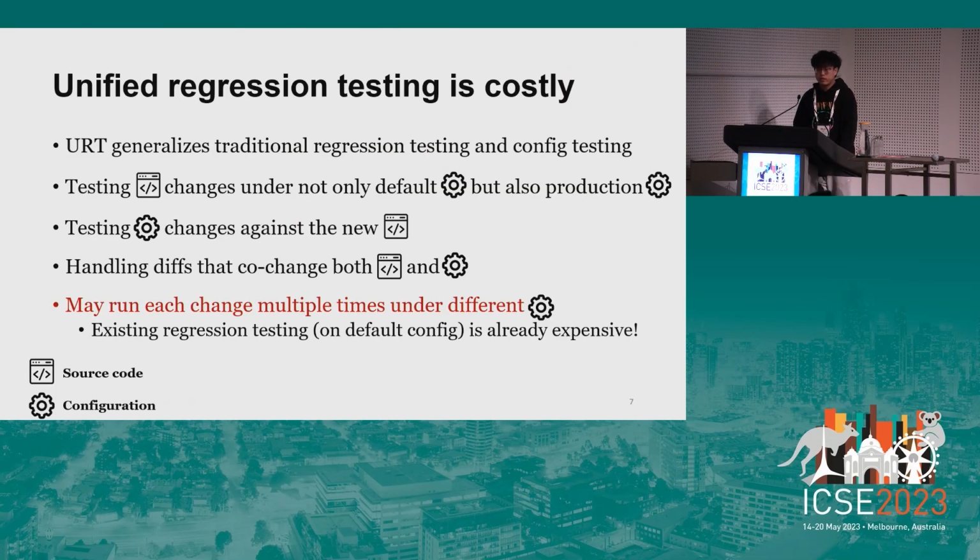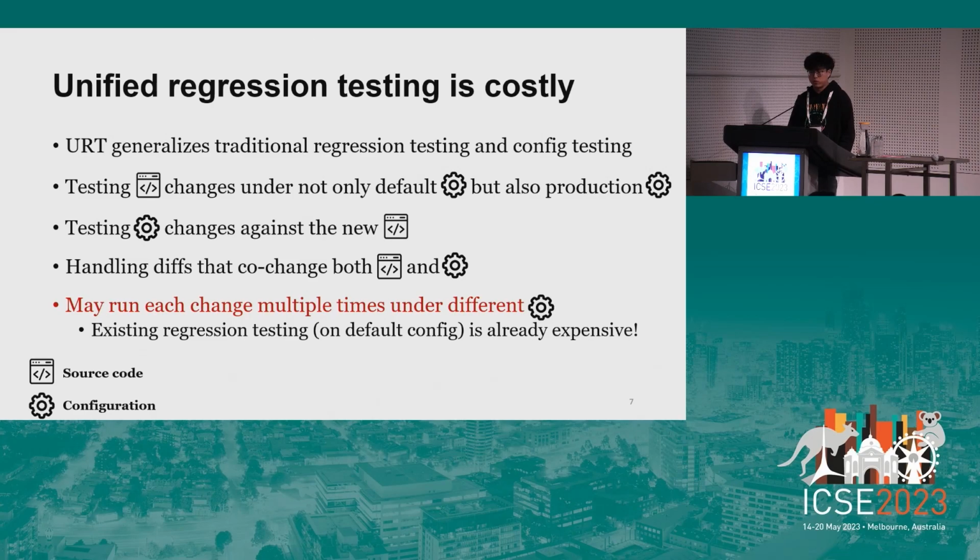So, URT stands for Unified Regression Testing. It generalizes traditional regression testing and configuration testing. It tests code changes under not only the default configuration, but also the production configurations. Also, it tests configuration changes against the new code. Finally, in this unified way, URT is also able to handle differences that have both code and configuration changes.